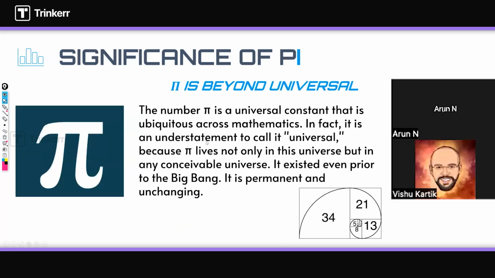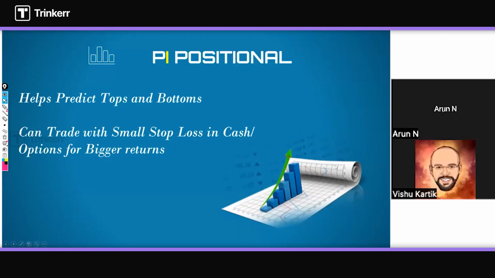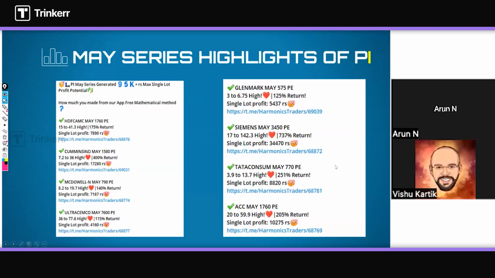So this is the FIBO series, and pi and the FIBO series are connected. Of course, they even say pi has a relationship that existed even before the Big Bang. Now we go to how to trade based on pi.